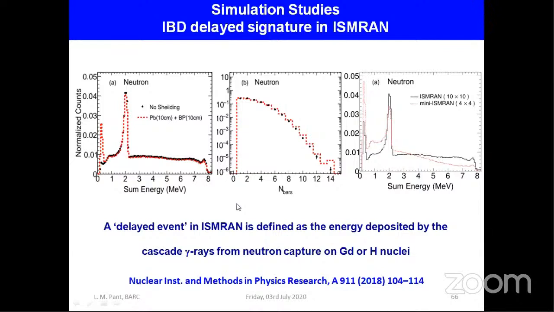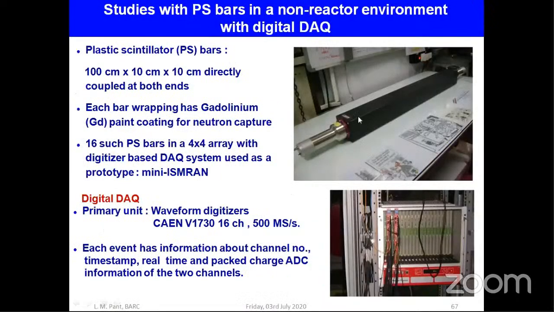So this is the basic element, one scintillator you see here, which is read by photomultipliers on both sides. And to make the system very compact, we are using digitizers. These are waveform digitizers, 500 megasamples per second. So all pulse processing modules in between are removed. You have a signal coming from the photomultiplier which goes directly to the digitizer. And so things become very compact and neat. And then we do an offline analysis.